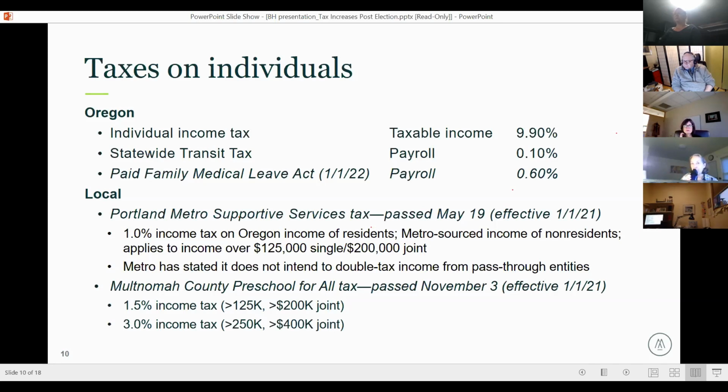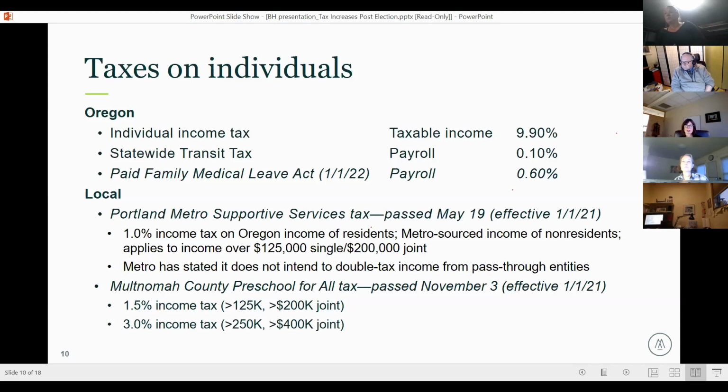So Metro had a working session today at about 2:30, 2:45. They posted their intent that they won't double tax this income. So if you're an individual and you are a member of a partnership or owner of an S corp that's subject to this tax, the income subject to that tax will be subtracted from your individual income before you pay it. So there won't be double taxation on that. And they estimate that's going to cut their total collections by 10 to 15%, a significant amount.